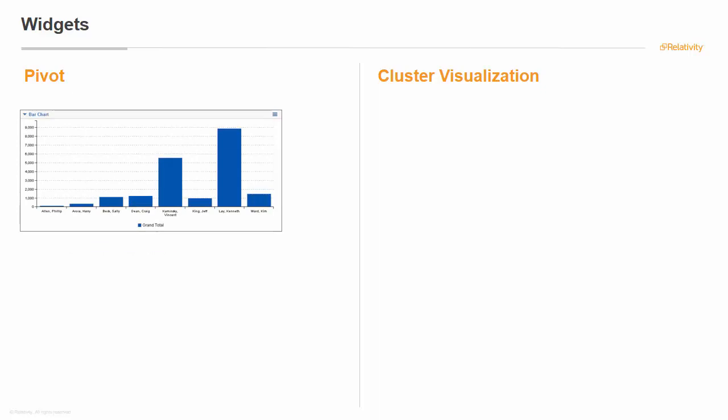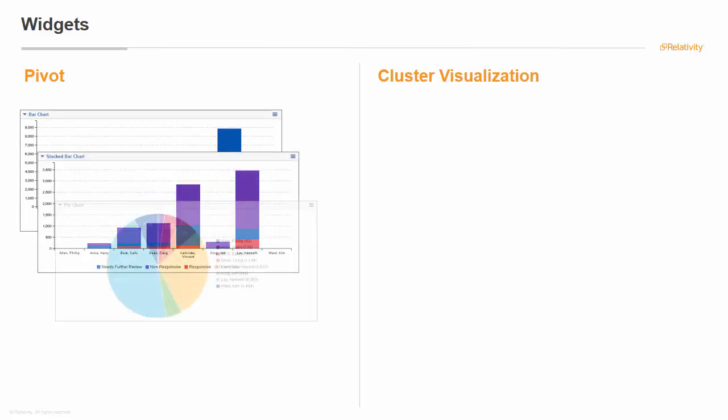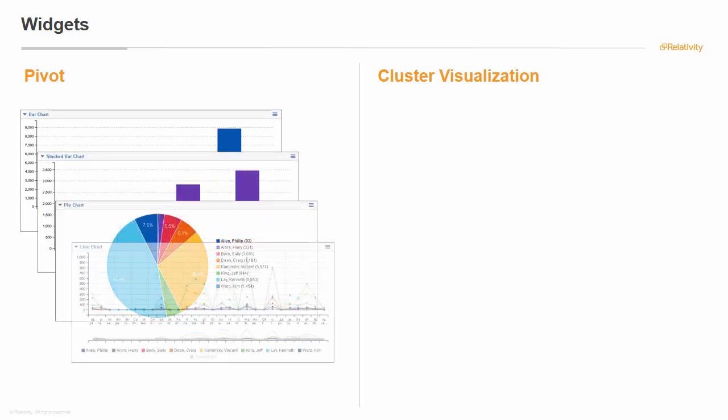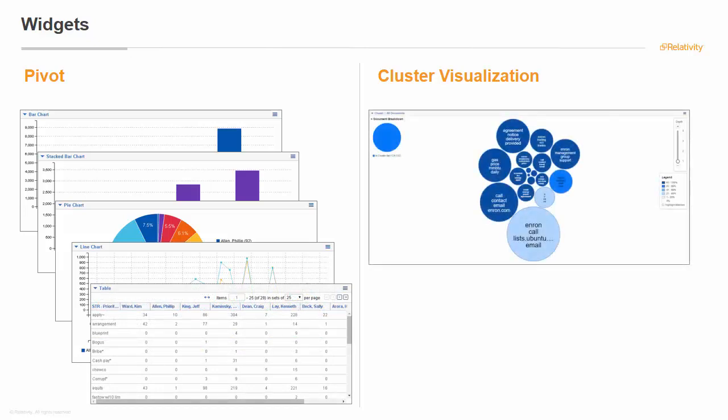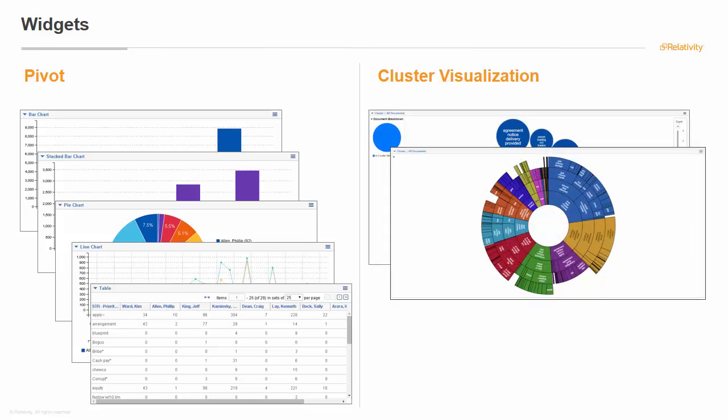There are two types of widgets, pivots and cluster visualization. Pivots let you visualize document metadata and coding information. There are multiple types of pivots you can use, such as bar charts, stacked bar charts, pie charts, line charts, and tables. Cluster visualization displays your cluster data as an interactive map in either a circle pack or dial visualization, allowing you to see a quick overview of your cluster sets.